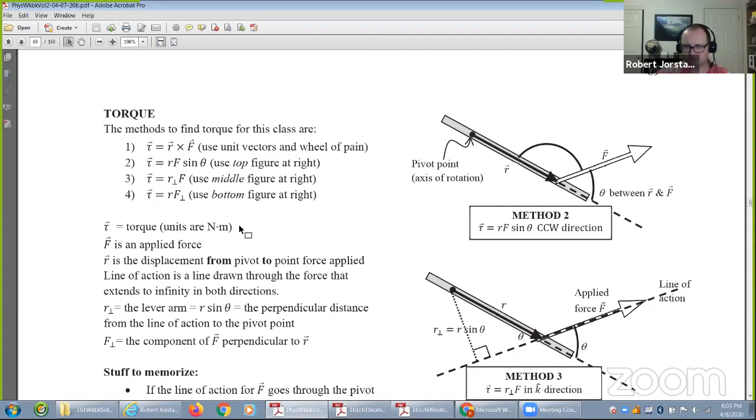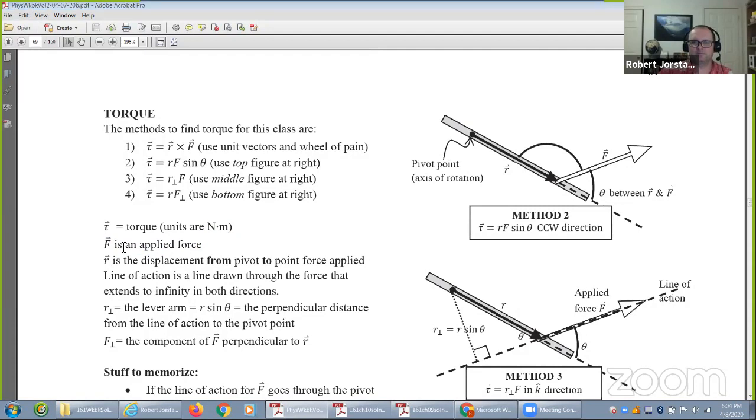Don't say joules. This is how we keep them straight. If you're talking about torques, you say Newton meters or foot pounds. If you're talking about energy, you use joules. And that's how we distinguish an energy from a torque. F is some force you apply.